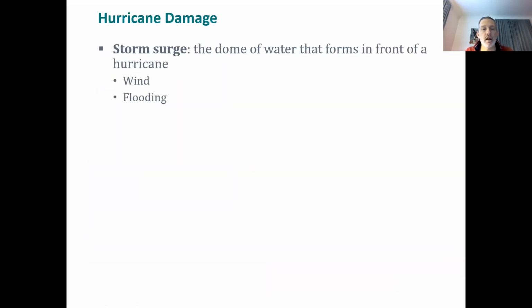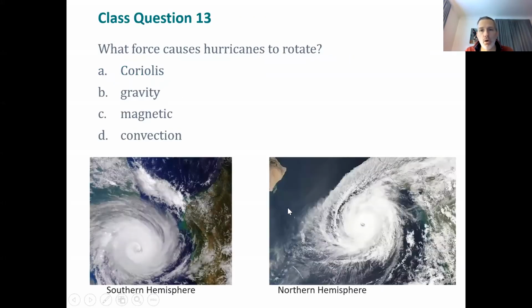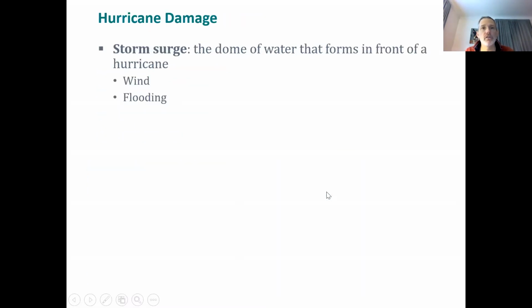Now, when these hurricanes are constantly blowing in the same direction, what's going to happen is it's going to cause water on this leading edge to start to build up. We call this storm surge. Now, this is associated with high winds moving in the same direction. This is going to be associated with flooding, and this is going to be the big damage when we start looking at, unfortunately, fatalities.